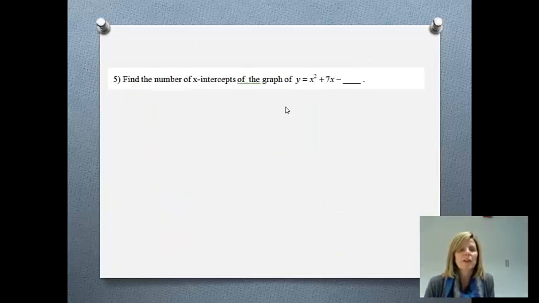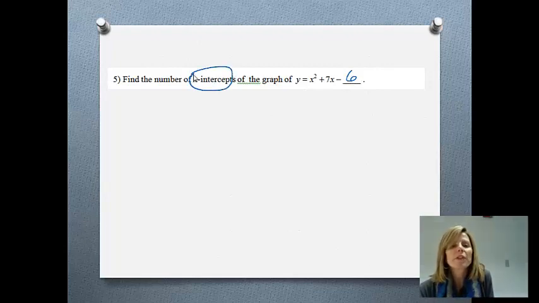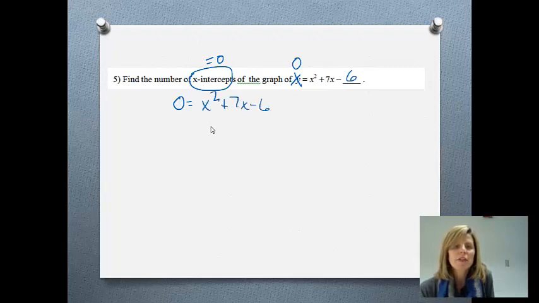Right, the next one, it says find the number of x-intercepts of the graph of y equals x squared plus 7x minus 6. Okay, so what we are going to do in this one, find the number of x-intercepts. Same thing again, where does this equation equal 0? So I'm going to get this started for you, and then I will let you pause the video and find an answer. So again, if we want to find out where this equation equals 0, we're just going to cross out the y and put 0 there. So I have 0 equals x squared plus 7x minus 6.